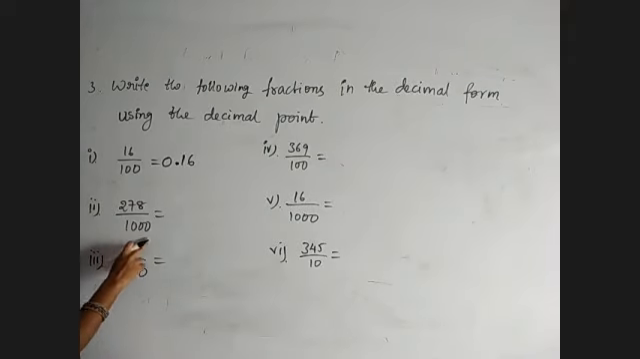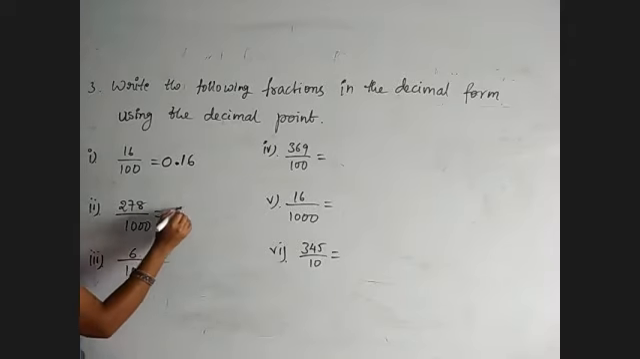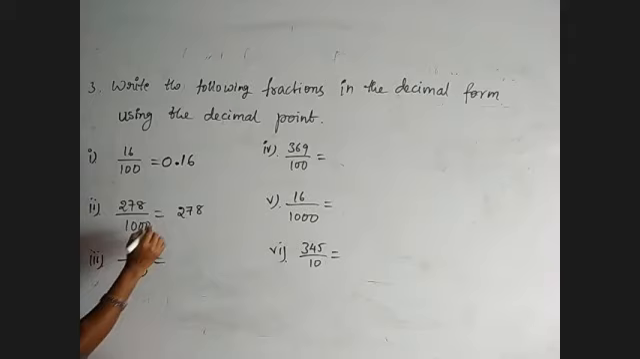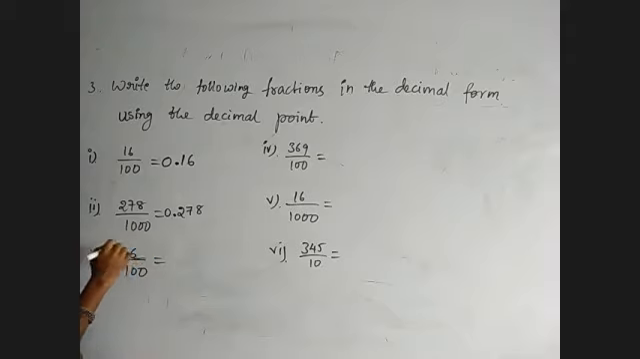Similarly, this one also. Here 3 zeros are there and 3 digits. So before those 3 digits, we will place the point. The numerator is 278. Because of 3 zeros, we get these 3 digits in the decimal place only. So 0.278. 1, 2, 3.